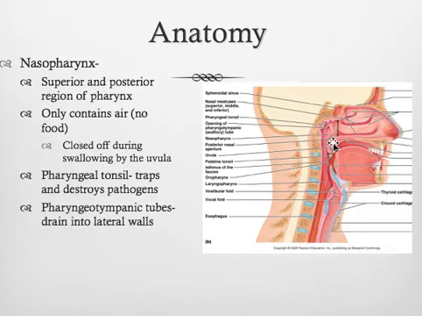This is in your nasopharynx. You should only have air. That's what makes the nasopharynx. No food is in that area. So you also have the opening to your pharyngeal tonsils, or you have your pharyngeal tonsils up here. Those are sometimes called your adenoids.